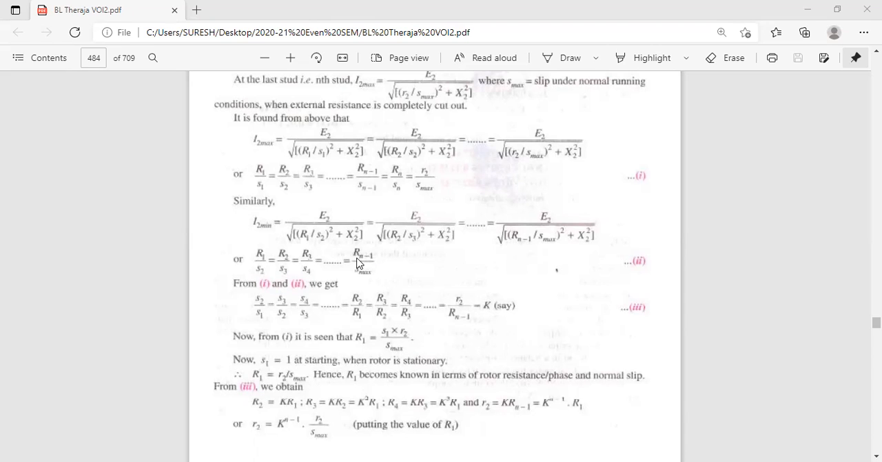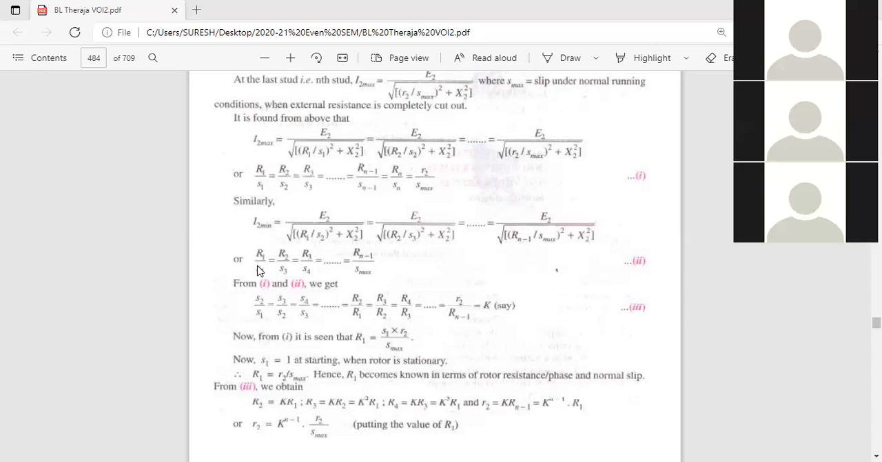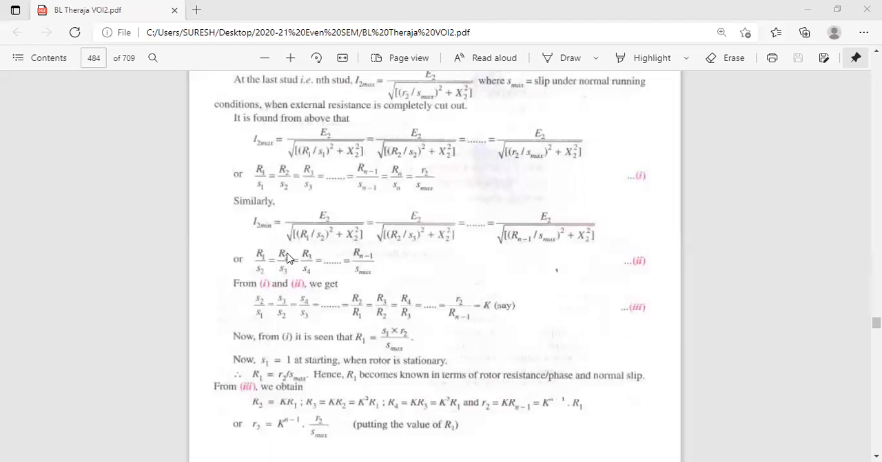Okay. See here. This is equation 1, divided by equation 2. R1 by S1 by R1 by S2. R1 is going to be cancelled. What is left out? S2 by S1. R2 by S2 by R3 by S3. R2 cancels. S3 by S2. Similarly, S4 by S3. Up to this clear? Yes, sir.